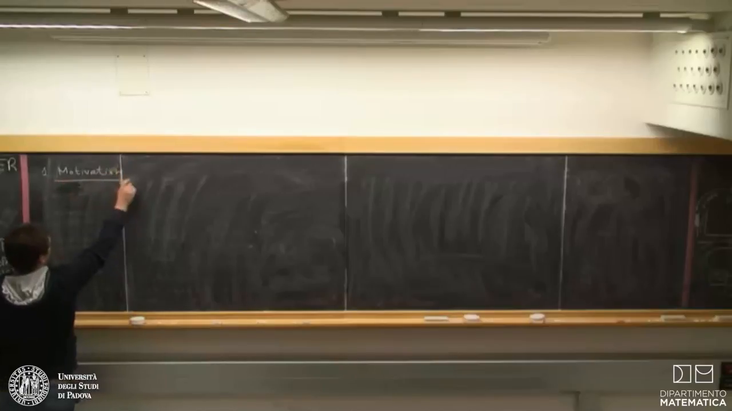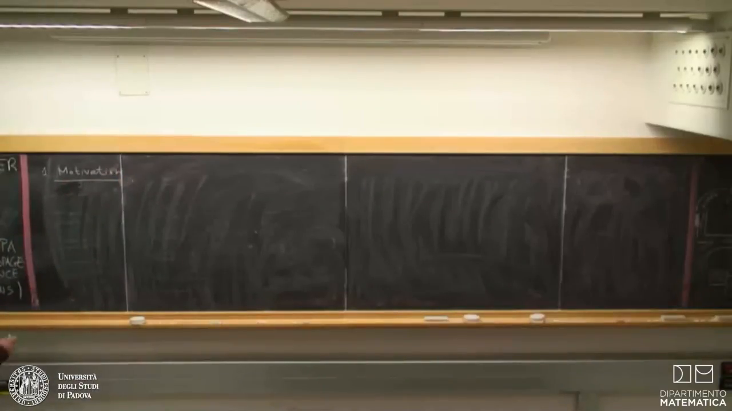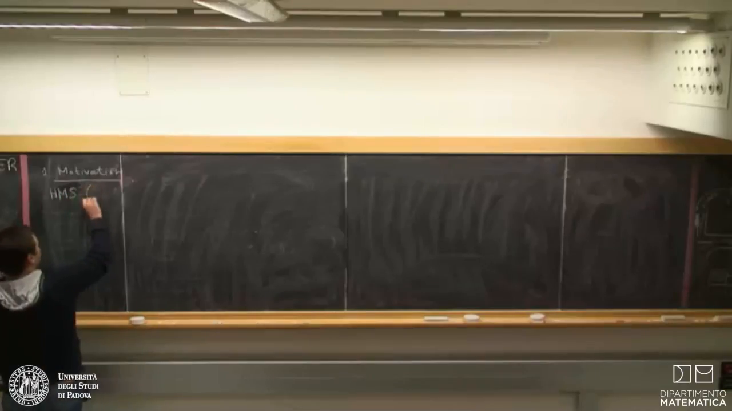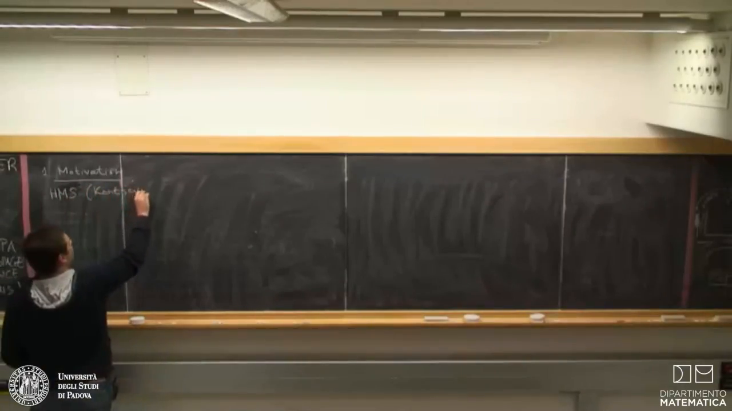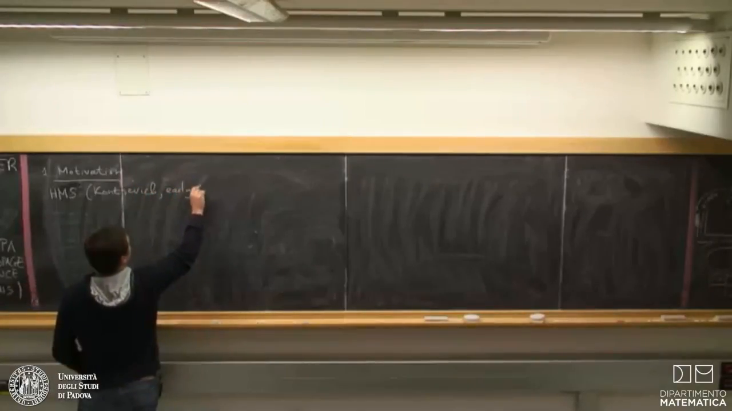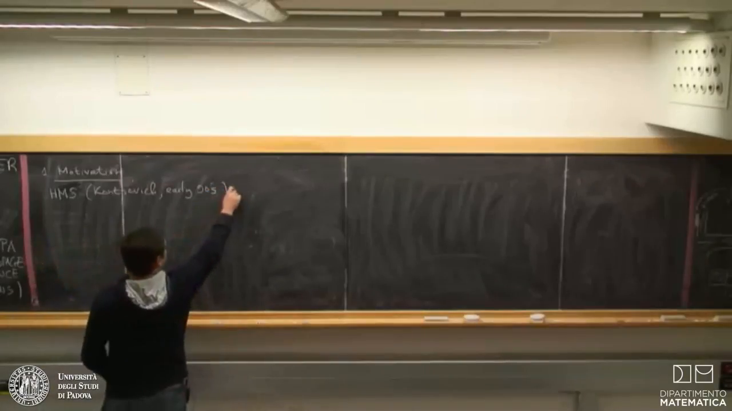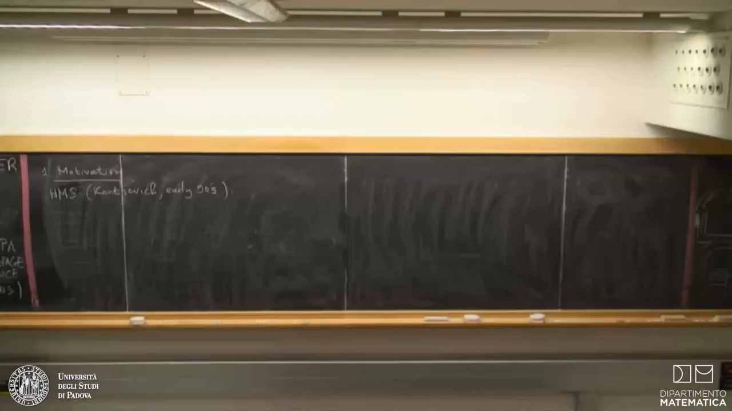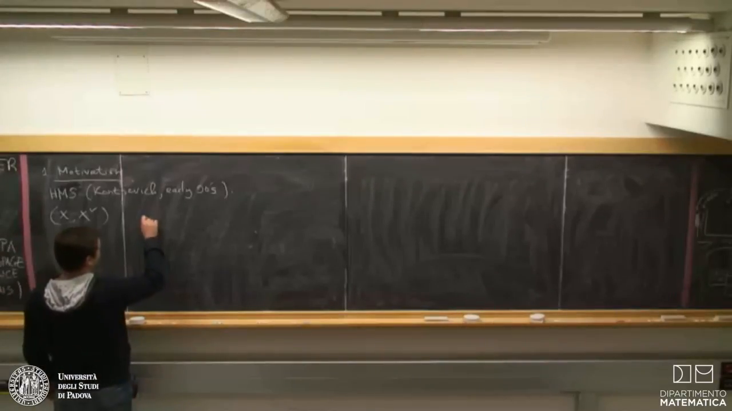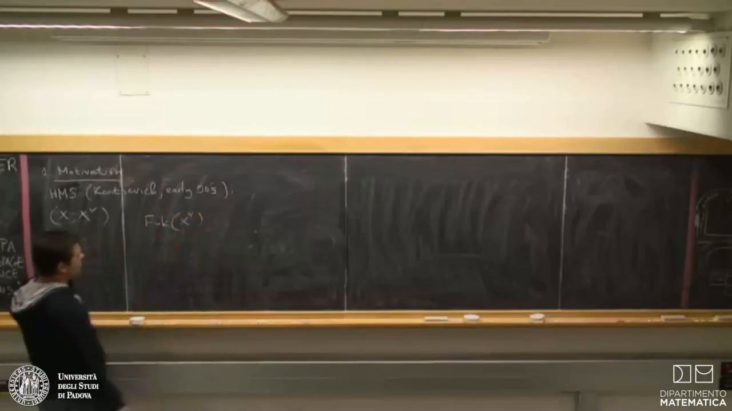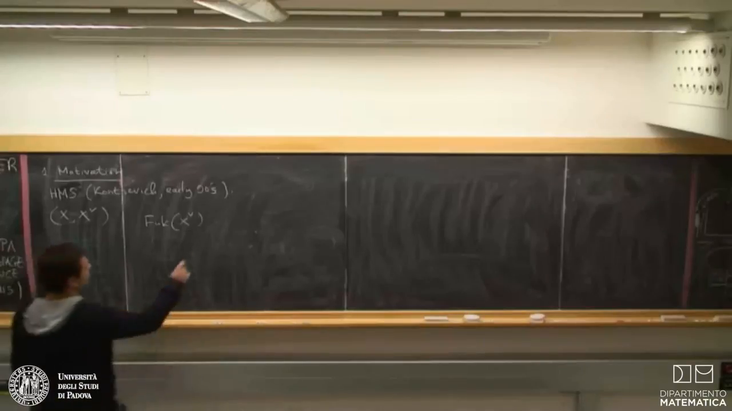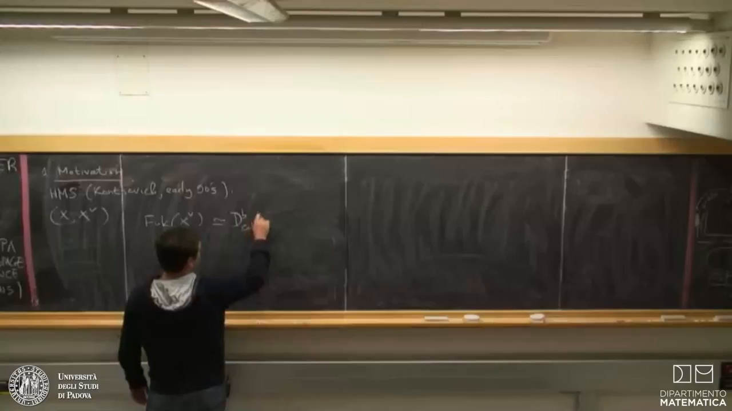Let me start with a piece of motivation for my talk. As you know, in the early 90s, Kontsevich came up with the homological mirror symmetry conjecture, which says roughly that if you have a mirror pair of Calabi-Yau manifolds, X and X check, then the derived Fukaya category associated to one of them should be equivalent to the bounded derived category of coherent sheaves on the other one.